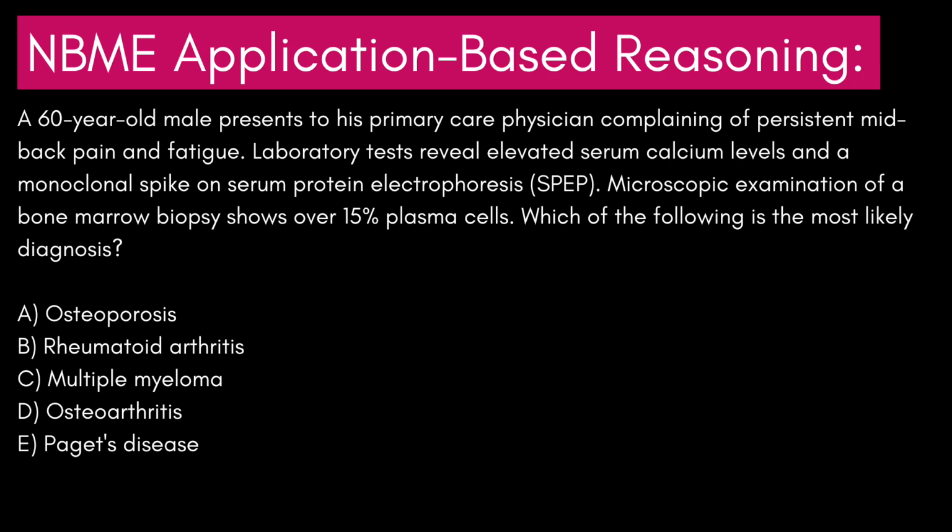A 60-year-old male presents to his primary care physician complaining of persistent mid-back pain and fatigue. Laboratory tests reveal elevated serum calcium levels and a monoclonal spike on serum protein electrophoresis, SPEP. Microscopic examination of a bone marrow biopsy shows over 15% plasma cells. Which of the following is the most likely diagnosis?